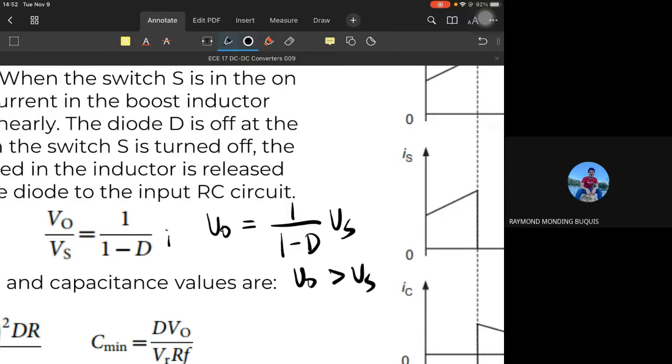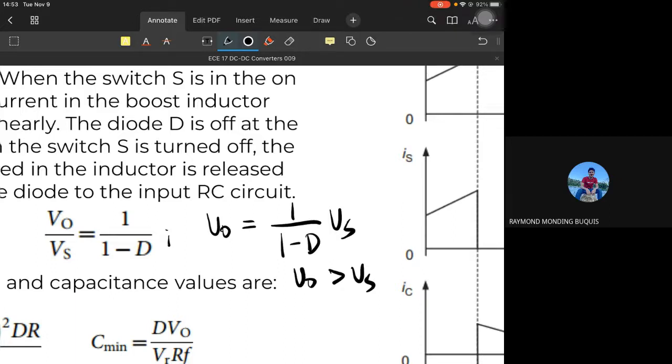No matter how small or large D is, D can never be 1, that is impossible. If D is 0, then it is 1 over 1, so Vo equals Vs. So the larger the D, the better. The larger the duty cycle, the better.